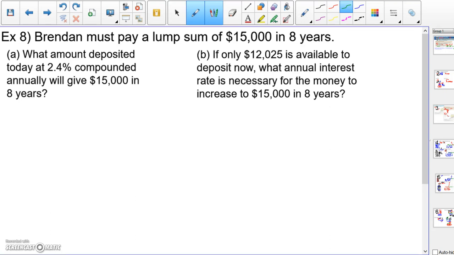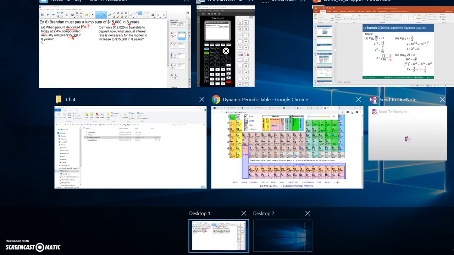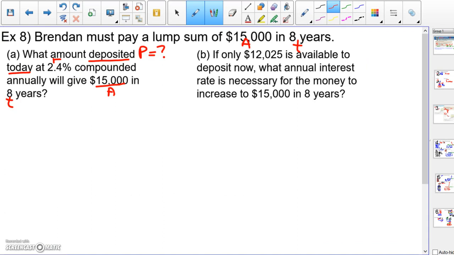Example 8, Brendan must pay a lump sum of $15,000 in 8 years. So what you have to notice is that this $15,000 is actually the final amount, the ending amount. When they ask what amount deposited today, you have to pay attention to that and understand that they're asking for the principal amount, the starting amount. So 2.4, that's your rate, and 15,000 there again is the final number in 8 years.